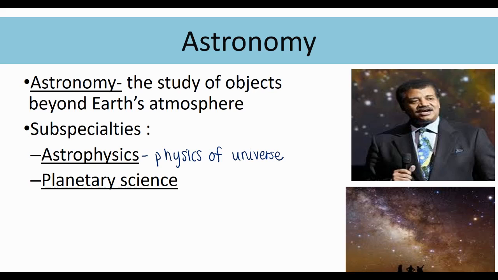One famous astrophysicist is pictured here on this slide, and that will be, hopefully I don't misspell his name, Neil deGrasse Tyson. So he is a famous astrophysicist. The other subspecialty is planetary science, and that is looking at the planets of the solar system and the processes that form them.